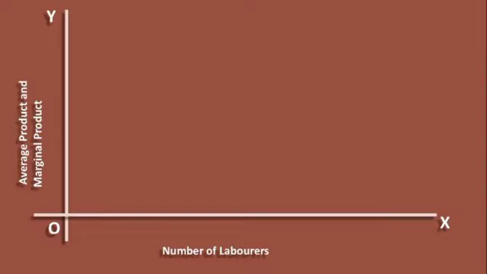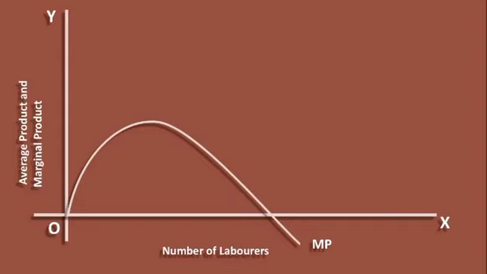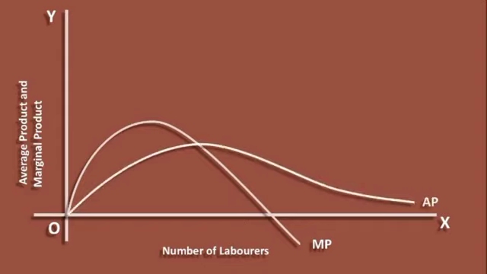Now, with the graph before you, we are going to take the first illustration. This is the marginal product curve, that is MP. Then we have the average product curve, the AP. At point 3 on the x-axis, the average product curve is 4, just below the marginal product curve, which is at 9. So here the average product curve is less than the marginal product curve.